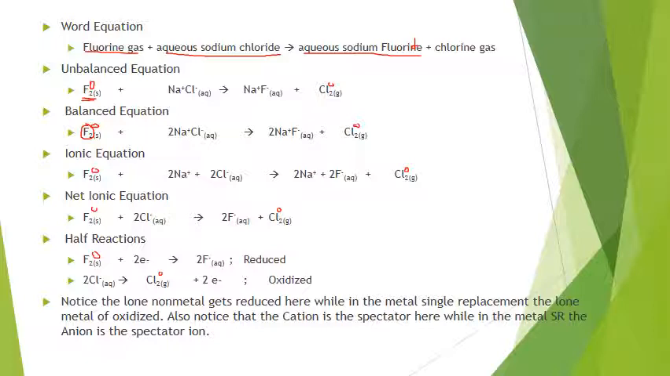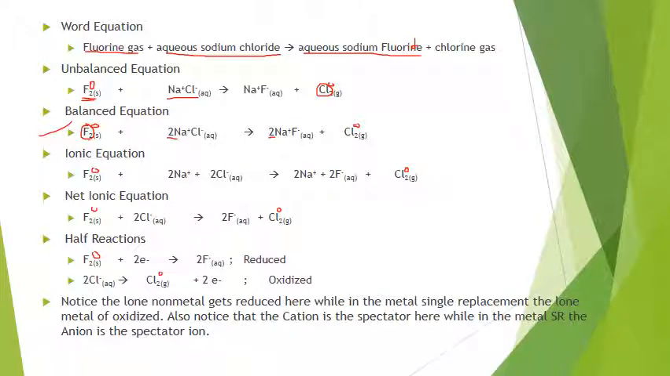Sodium chloride. Sorry, it's over here. Let's work with the unbalanced first. NaCl, sodium fluoride, Na plus, F minus, and Cl2, no charge. Right, balanced equation. You can either start with the fluorine or the chlorine. I'll say there's two fluorines, so I'll put a 2 here. And now I need to put a 2 here. Okay, so this is your balanced equation.